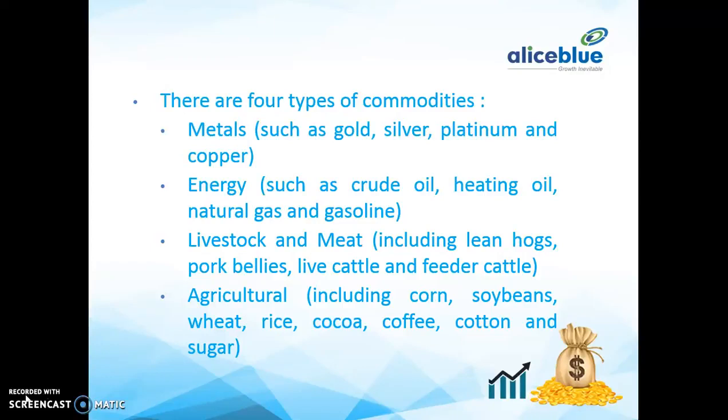There are four types of commodities: metals, such as gold, silver, platinum, and copper; energy, such as crude oil, heating oil, natural gas, and gasoline; livestock and meat, including lean hogs, pork bellies, live cattle, and feeder cattle; agricultural, including corn, soybeans, wheat, rice, cocoa, coffee, cotton, and sugar.